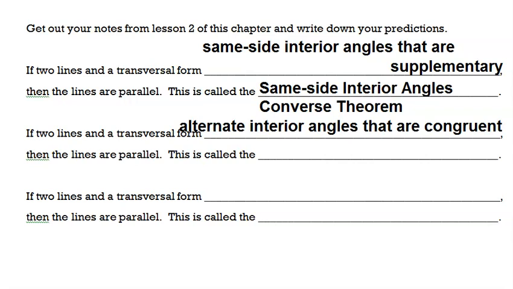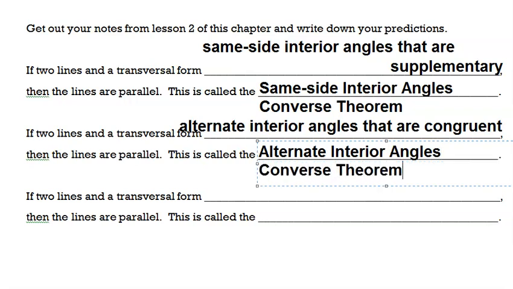So again, we're going backwards from the logic that we know about from the past. This would then just be called, you can guess it, the alternate interior angles converse theorem. I think what we can all agree on is that this process is very annoying, but it's not really difficult. It's just tedious going through all of these.